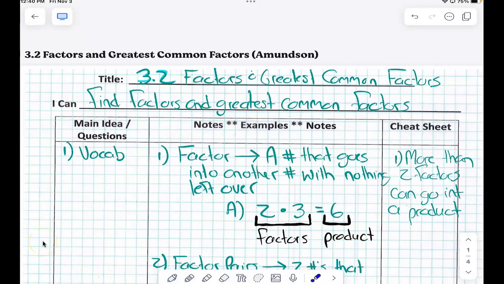3.2, factors and greatest common factors. Class, can you find factors? Yes. Class, can you find greatest common factors? Yes. On the count of 3, tell me what method we use to find factors and greatest common factors. 1, 2, 3. Smiley face method.